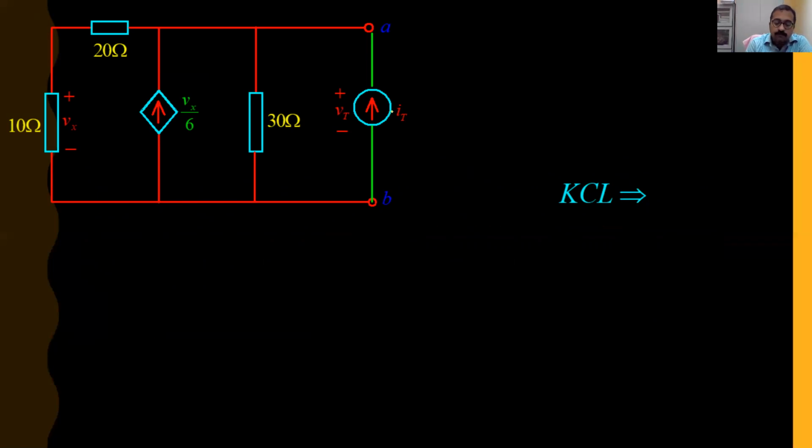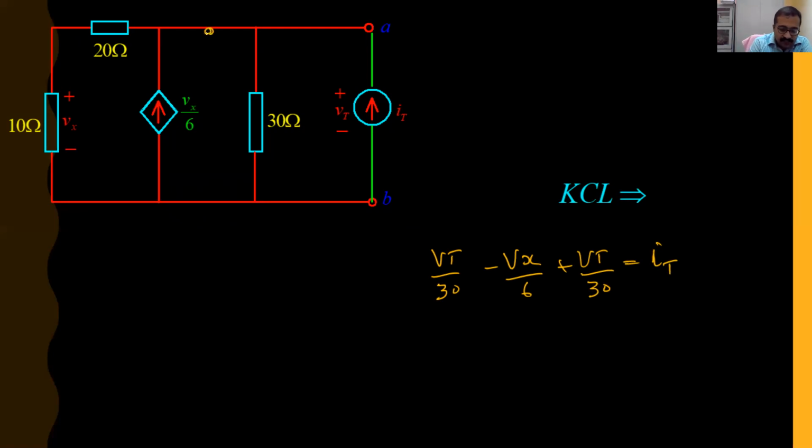Suppose VT is the potential across this current source. All these are parallel elements, so they will have the same voltage. So if you apply KCL, what will you get? What's the current through 30 ohm? VT by 30, that is leaving. Then this is entering, so minus Vx by 6. Then what's the current through this other branch? Plus VT by 30, which must be equal to IT.